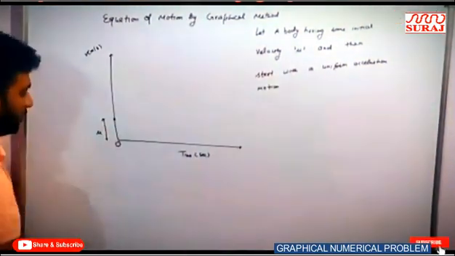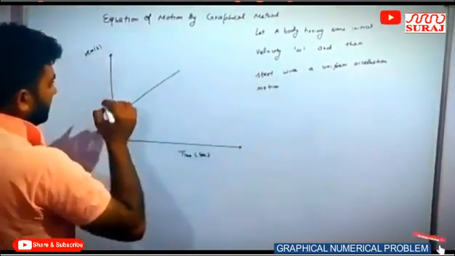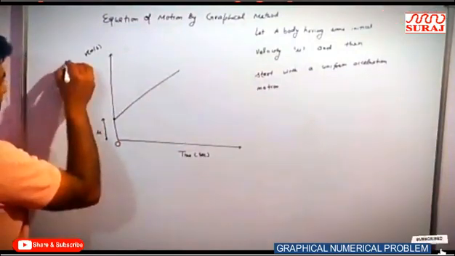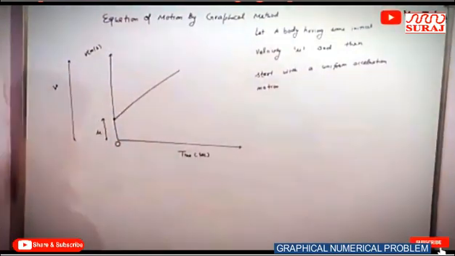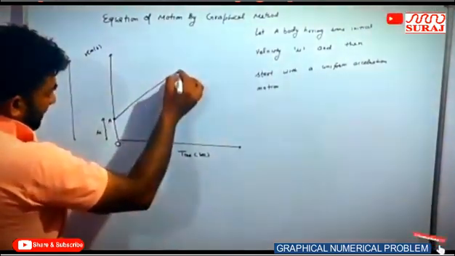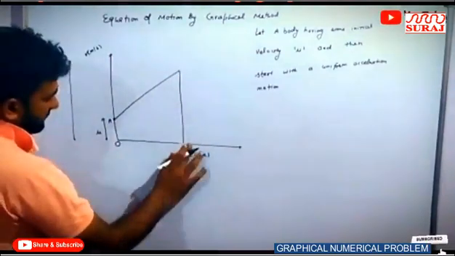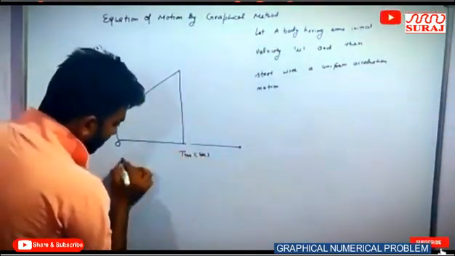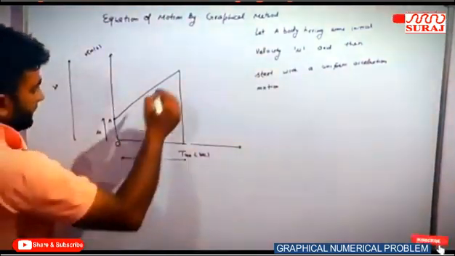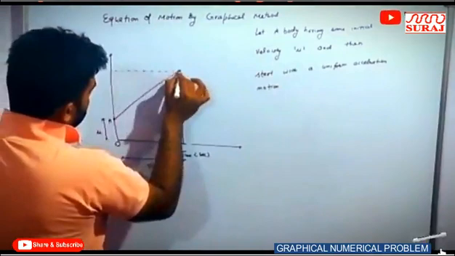So let here is the point. This velocity is considered as u. From here the body starts to move in uniform acceleration and attains a final velocity v. This is the point A and it takes time t. This is the time t to reach the final position.